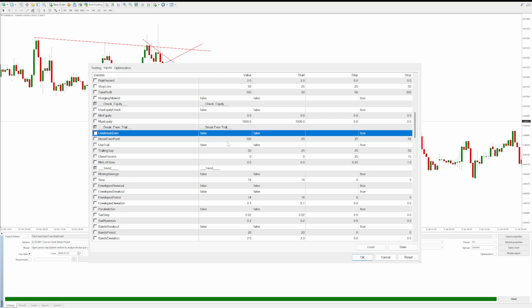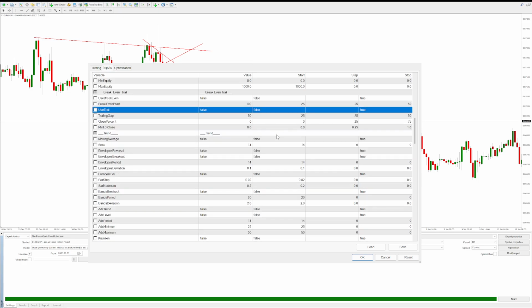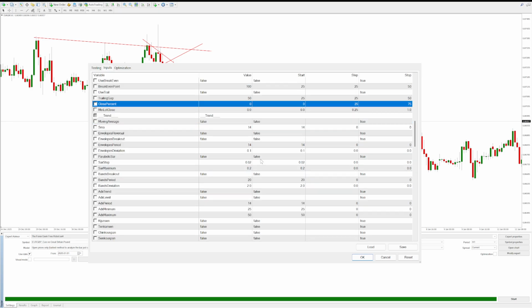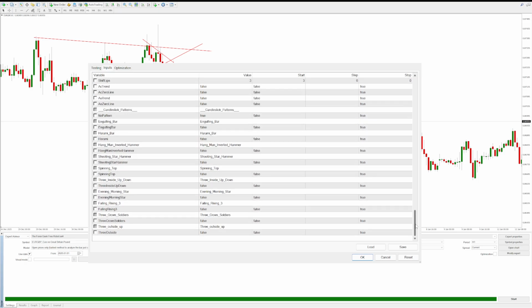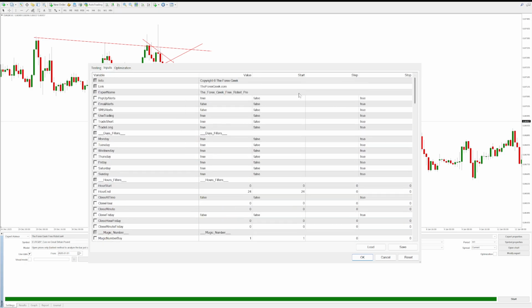There's a break even and trailing stop included as well. If you want to lock in your position and try to catch some big moves, you can close a percentage of the trade as well. So there you go, basically a complete EA included, loads of indicators, candlestick patterns, money management, majority of things you can think of.